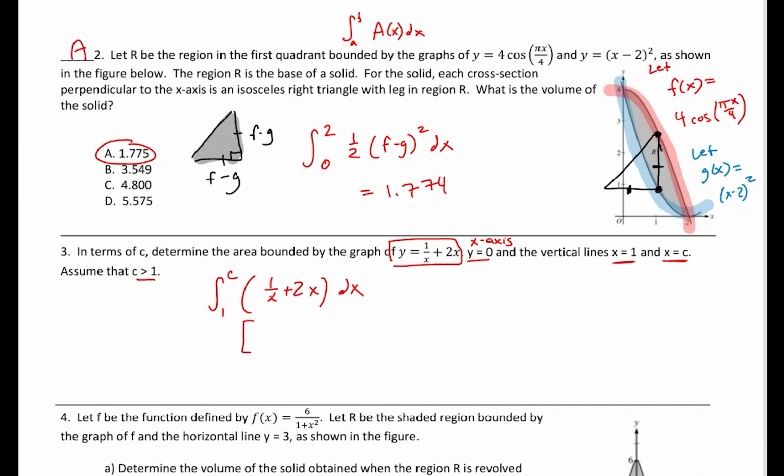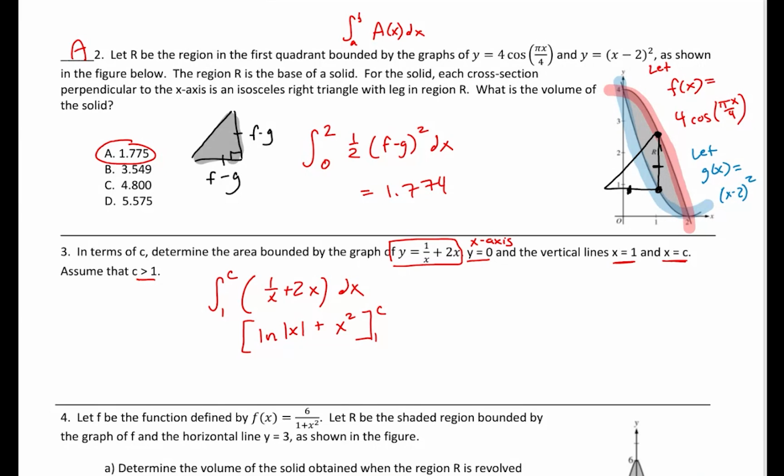So the antiderivative of 1 over x is the natural log of the absolute value of x. And the antiderivative of 2x is x squared. And we're going to go from 1 to c. This is not the same c as the constant that you would get in here that would cancel out. So yeah, it's just a different c. Kind of annoying that they chose c there, but can't really help that.